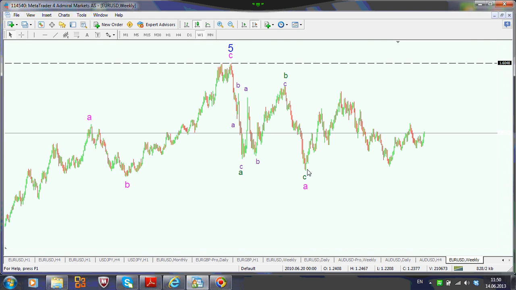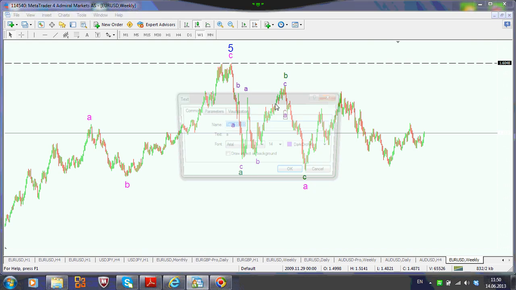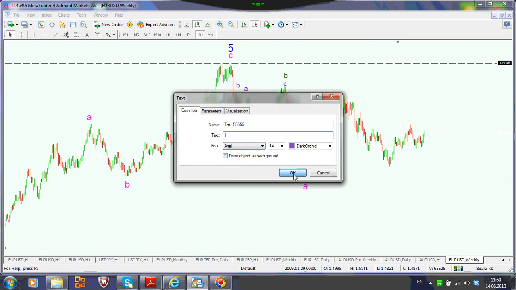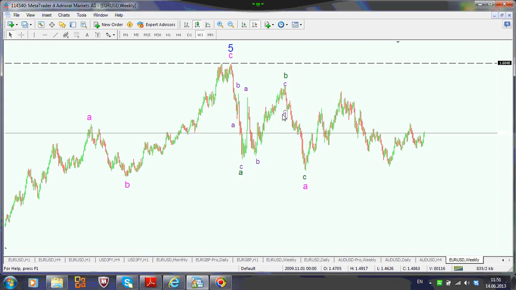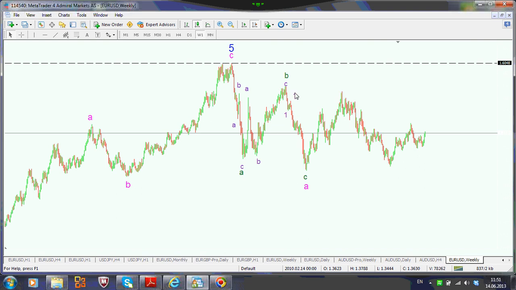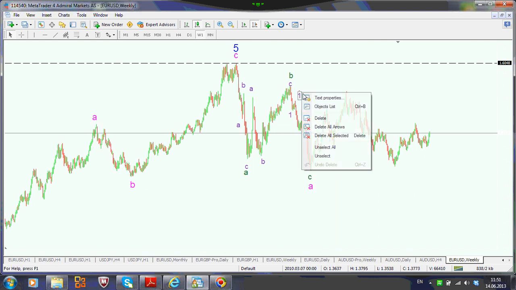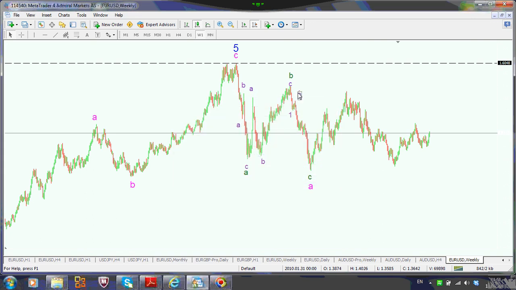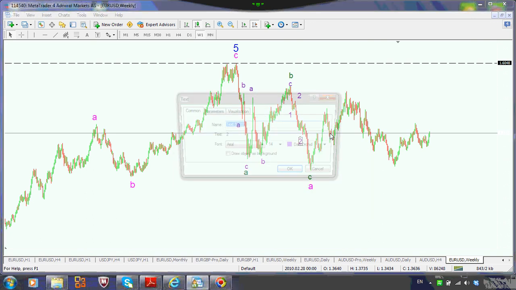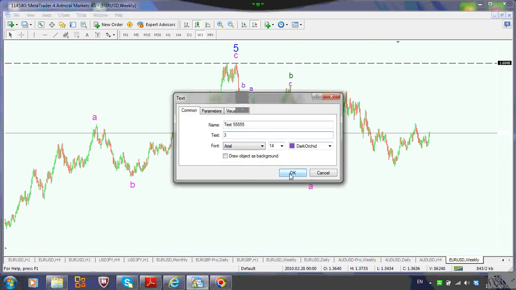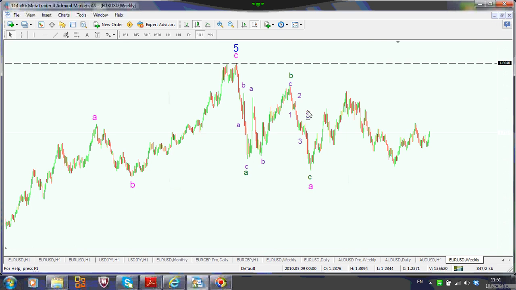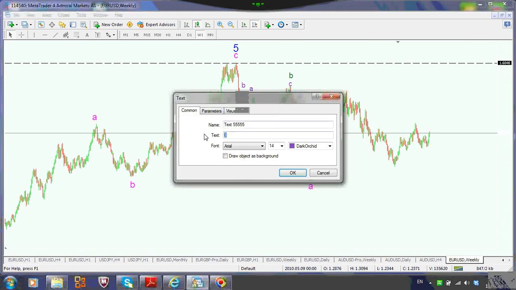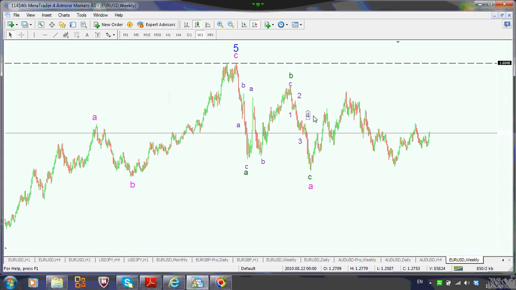Now as you can see here, we have probably a first wave of an impulsive move, so one, then a second wave here, then a third wave. And you might say, well, the third wave is not extended, because in an impulsive move at least one wave needs to be extended.